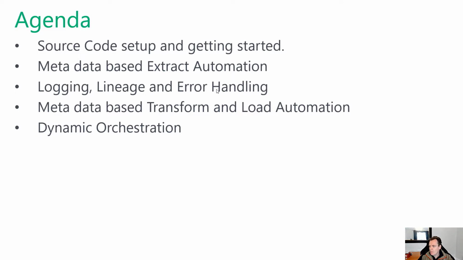And then some of the more enterprise features that add on to that: logging, lineage, error handling, perhaps, and then move on to more complex aspects of automation, transform and loading, especially into star schemas. And the final thing that we're going to look at is how to achieve dynamic orchestration so we don't have a fixed workflow. Okay, so this is a demo-based session, so that's the last of my decks, and I'm going to jump straight into getting it set up.